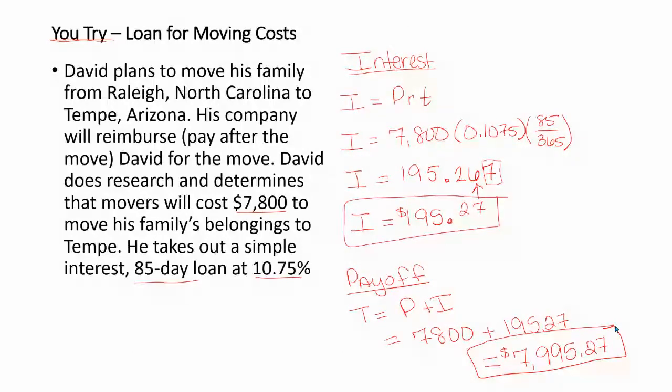Okay, so that is doing simple interest where we have a completely different basis as far as time goes.